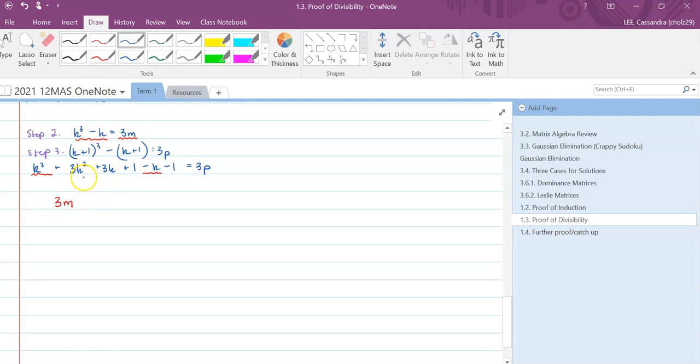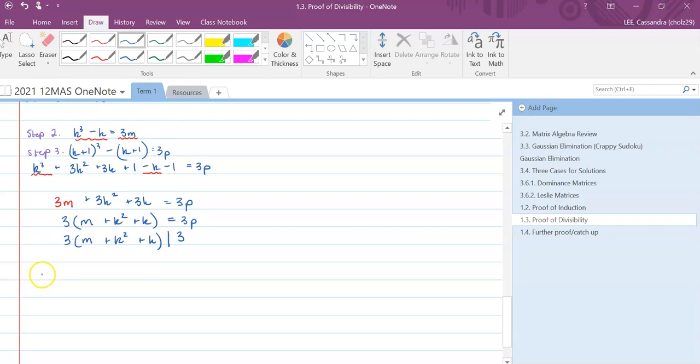Alright, so simplifying the rest of my information now, we have 3k squared plus 3k, and then that's just going to add to 0, is equal to 3p. And what I can see now is I can factorize 3 from the front of all 3 of these terms. Okay, so what that means is since I can factor out that 3, it is divisible by 3. So let's write our statement. So 3 times (m plus k squared plus k) is divisible by 3.